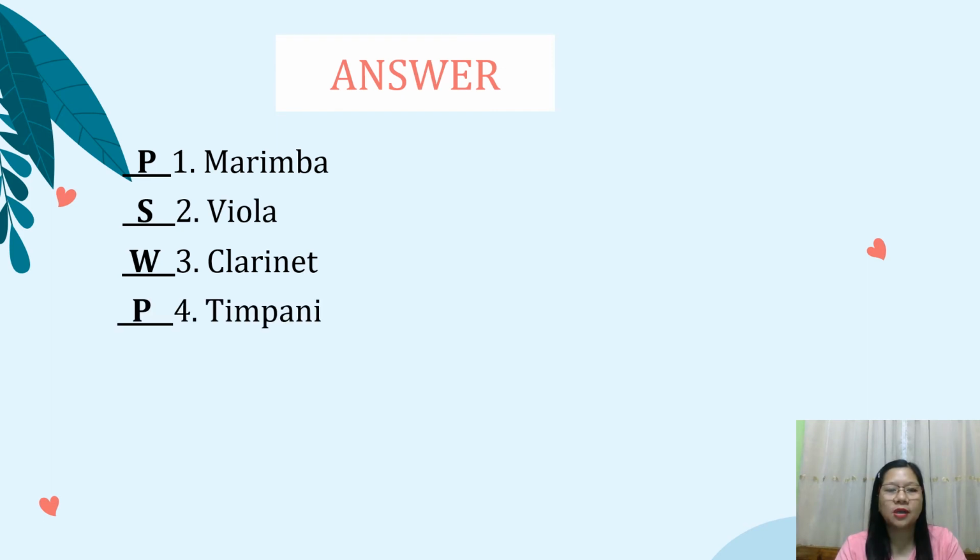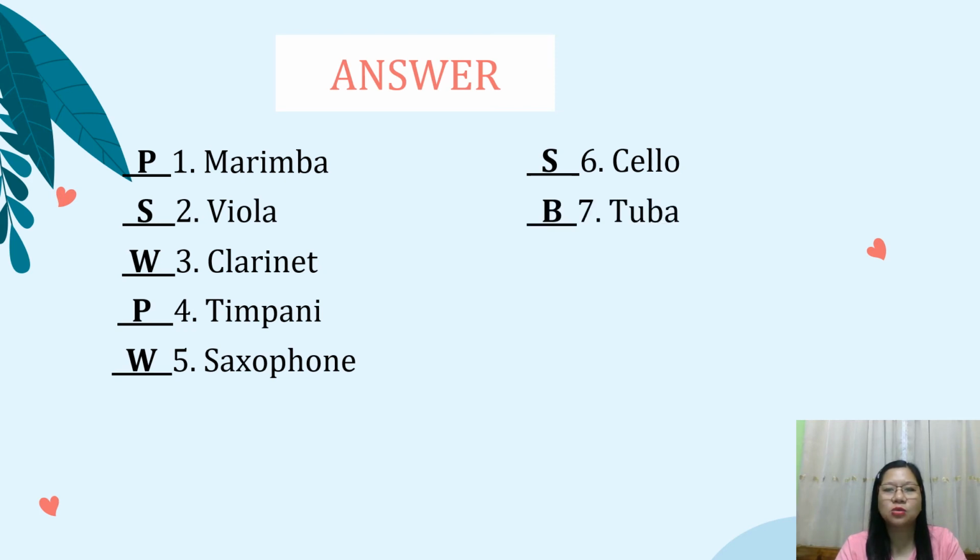Number 4, timpani. If your answer is P, excellent. Number 5, saxophone. If your answer is W, you are correct. Number 6, cello. If your answer is S, you are correct. Number 7, tuba. If your answer is B, very good.